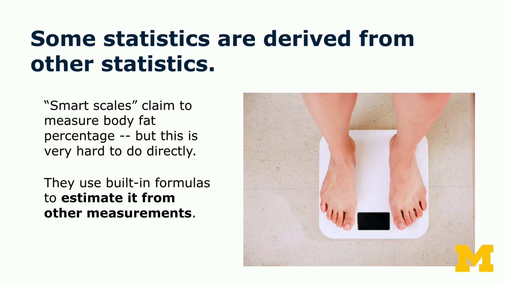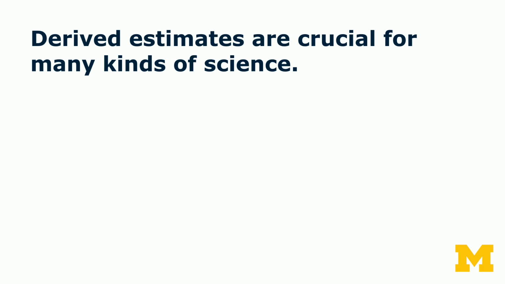So what this actually does is it measures other things that it can from when you stand on it, and then it plugs those numbers about, I think it was about bioelectric impedance, so something about how electricity travels through your body, and it uses that number, puts it into a formula that's built into the scale's computer, and spits out an estimate of what it thinks your body fat percentage must be. Now, derived estimates like this are crucial for a lot of kinds of science.